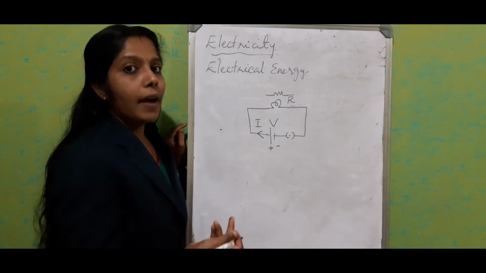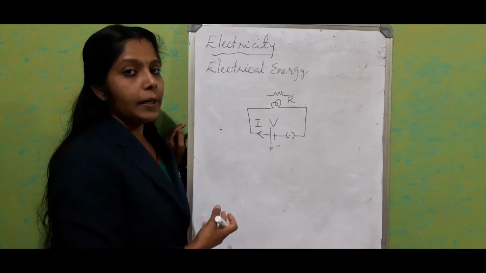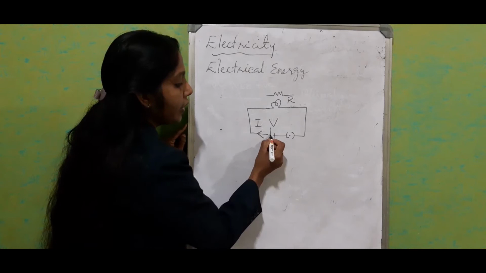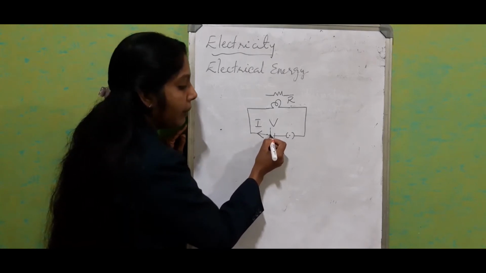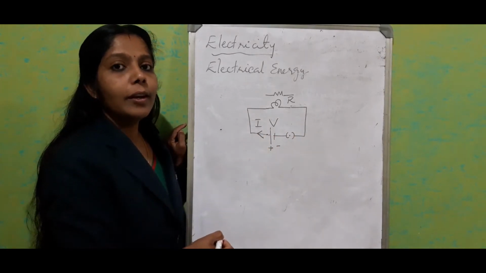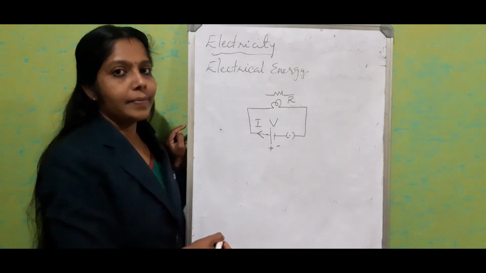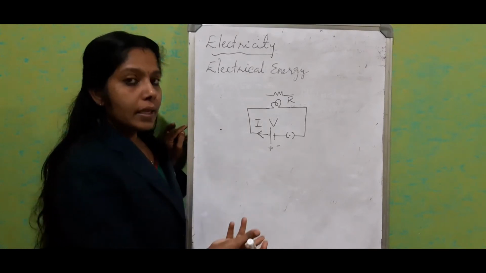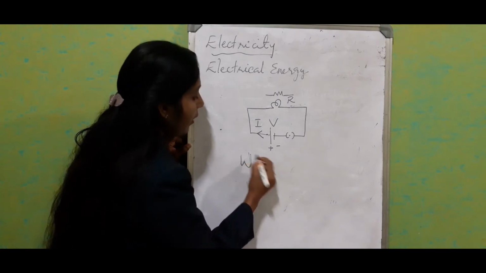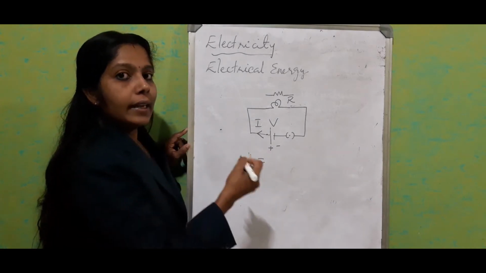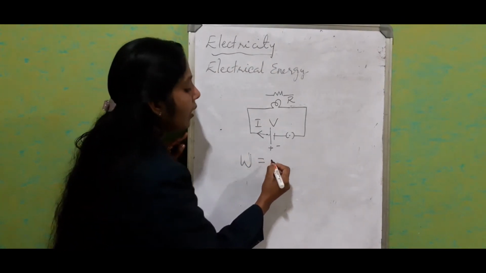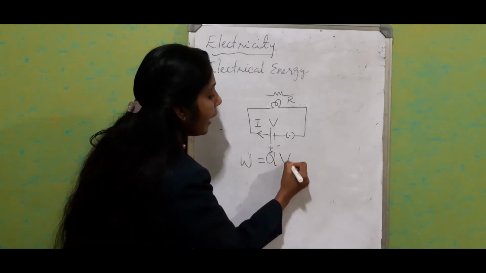So we can define the potential difference in terms of work done. It is the amount of work done to bring a charge from the positive point through the entire circuit. That is called potential difference. In terms of this, we can define work done. We studied that potential difference is equal to work done to bring a charge, so work done is equal to charge into V.